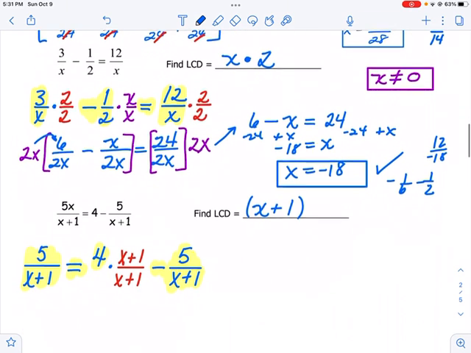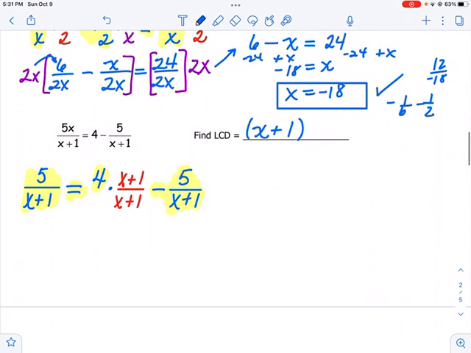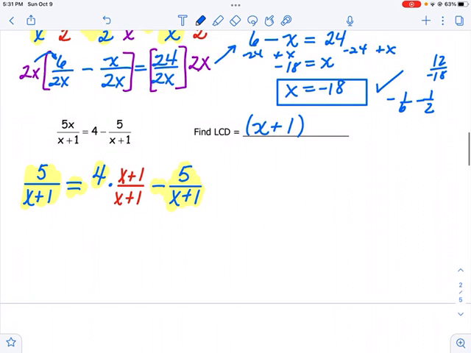Okay, on the next one, there's only a 4 that doesn't have a denominator. The LCD is x plus 1. So we're going to multiply the 4 by x plus 1 over x plus 1, and that will give us what we need. I just have to juice up my pen a second. When I highlight those terms, 5 over x plus 1 equals, that's the original equation. So we're only multiplying the 4 by x plus 1 over x plus 1.